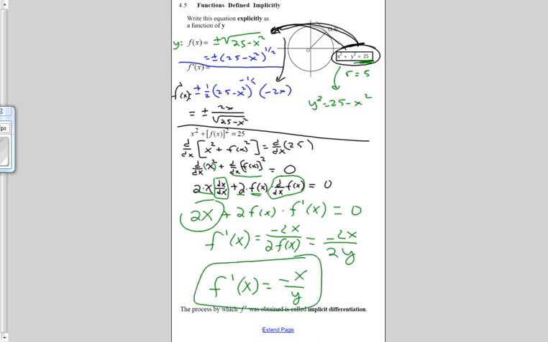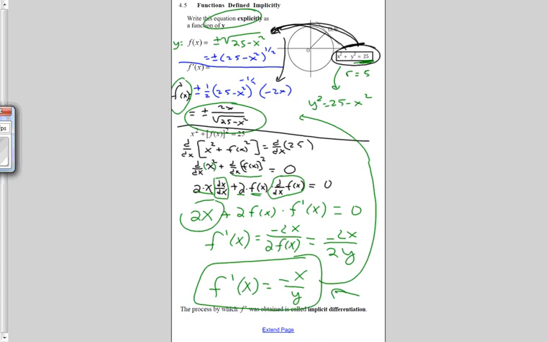That's my implicit differentiation. If I go back, does that look like what I found up there? When I found the derivative explicitly, right here, is this the same as this? Why, in fact, it is.